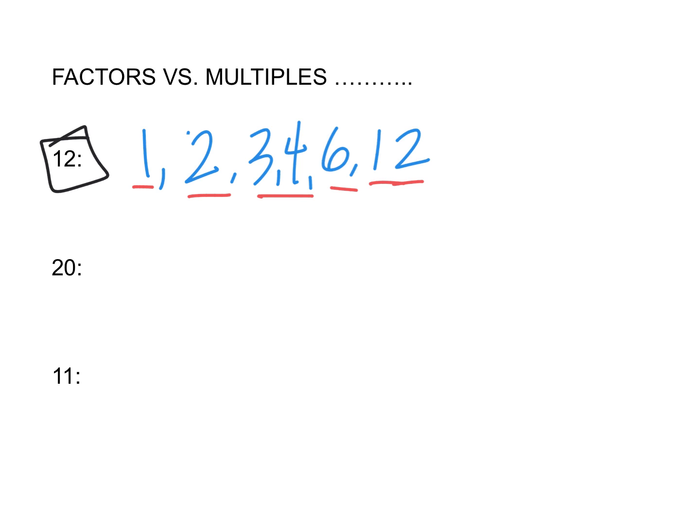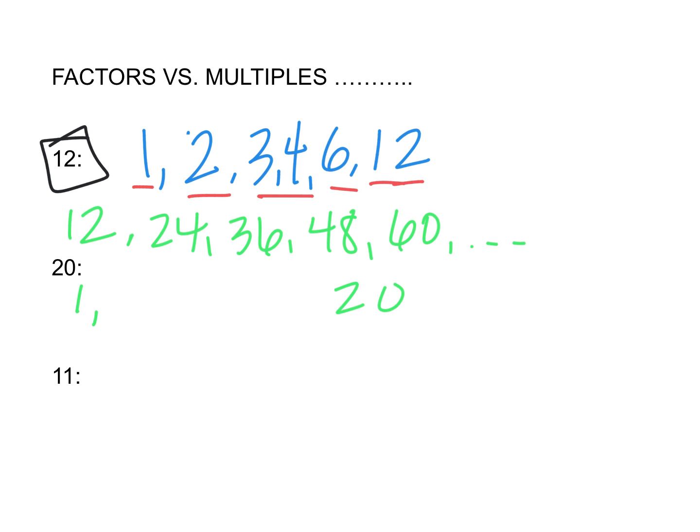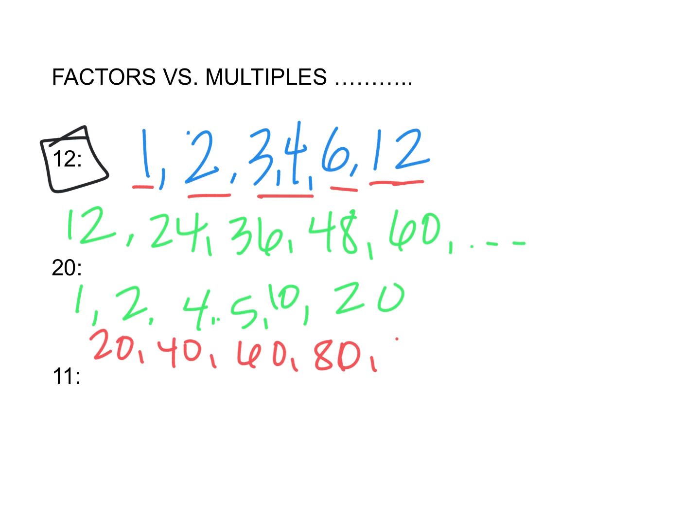Multiples of 12 then would be starting at 12 and then counting up. So 12, 24, 36, 48, 60, and so forth. Pause me and do 20 and 11, factors and multiples. Write them all out. Factors of 20 would be 1 and 20, 2 and 10, and then 4 and 5. Multiples would be 20, 40, 60, 80, 100, and so forth.